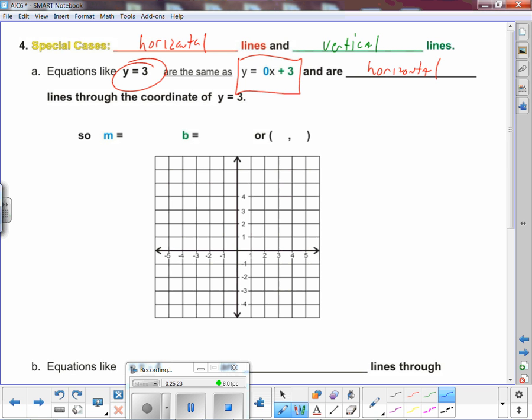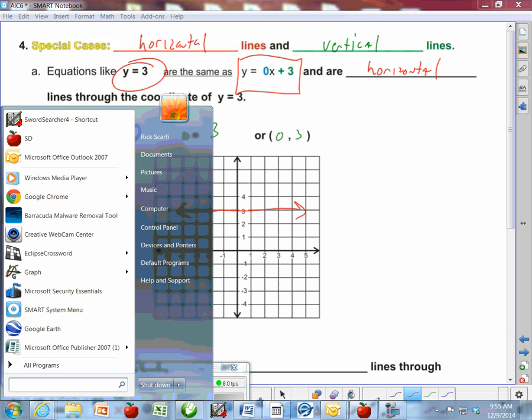So say it if you know it. What's the slope? 0, right? The m value is 0. What's the y-intercept? Say it if you know it. 3, or coordinates of 0, 3. The graph is easy. This is a horizontal line through the y-coordinate of 3. Every point on that line has a y-coordinate of 3.